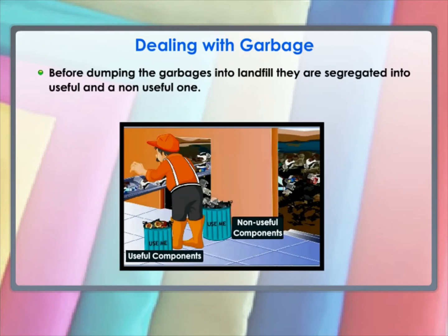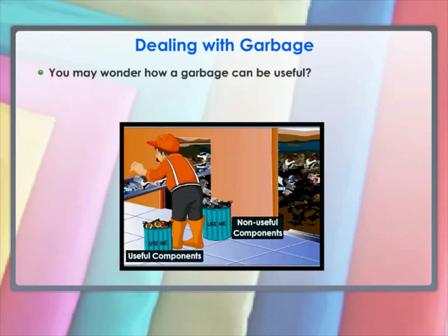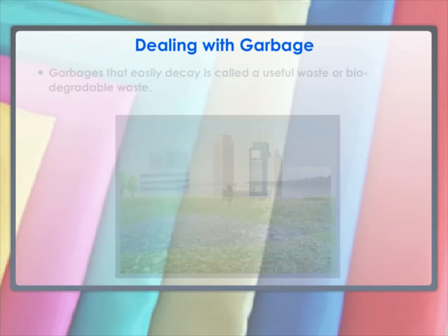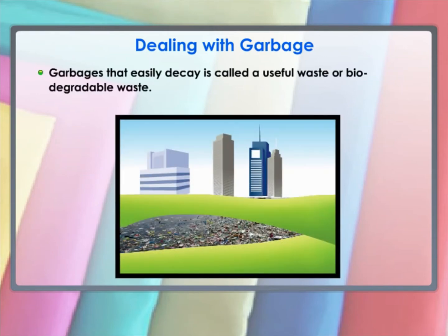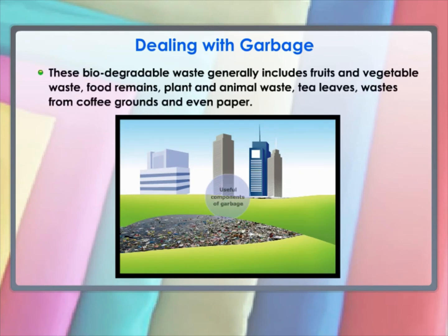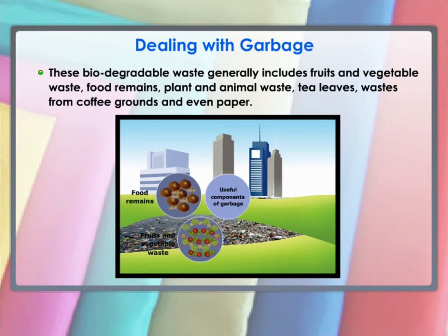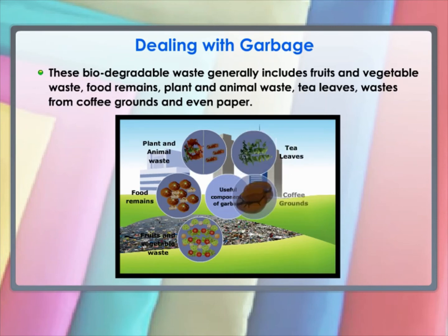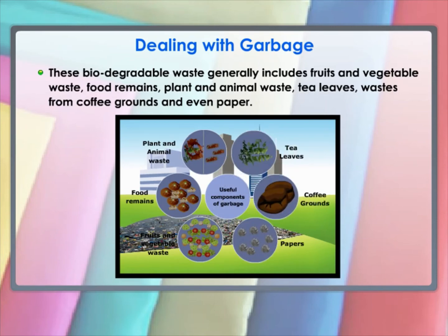Before dumping the garbage into the landfill, it is segregated into useful and non-useful ones. You may wonder how garbage can be useful. Garbage that easily decays is called useful waste or biodegradable waste. This biodegradable waste generally includes fruit and vegetable waste, food remains, plant and animal waste, tea leaves, waste from coffee grounds, and even paper.